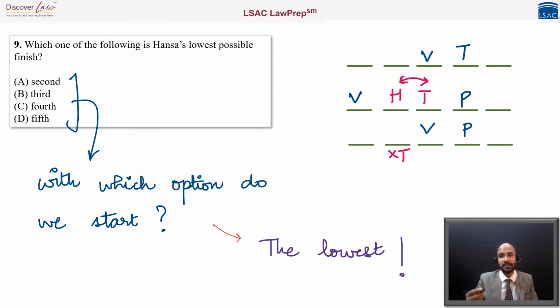So you start by seeing, is fifth possible? If fifth is possible, it means you've got your answer. But let's say fifth is not possible. Then we look at fourth. Then we look at third. And finally, if those three were not possible, then second becomes the answer.